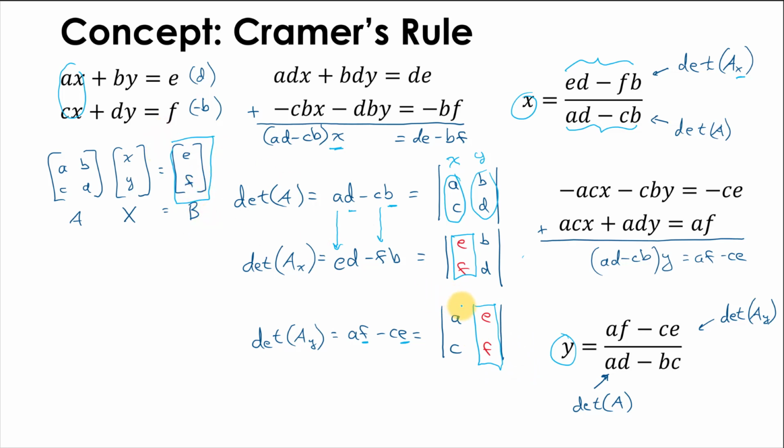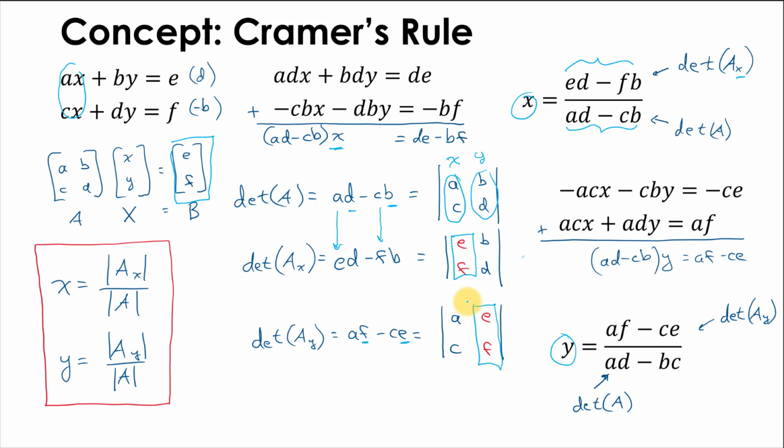So what Cramer's rule says is that X equals the determinant of matrix A with our X column replaced by our constants matrix. Kind of a mouthful. So the determinant of matrix A with the X column replaced by the constants matrix, divided by the determinant of A. And then Y is equal to the determinant of matrix A with the Y column replaced by the constants. So that's what we've got for Cramer's rule.